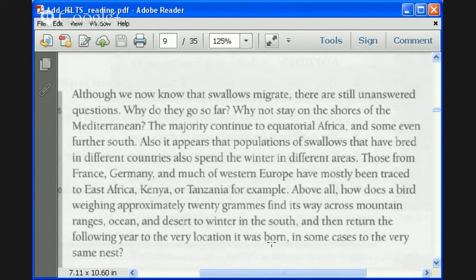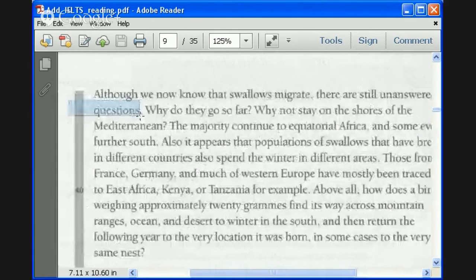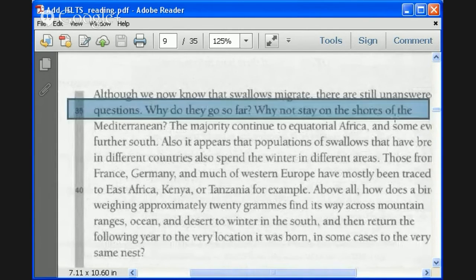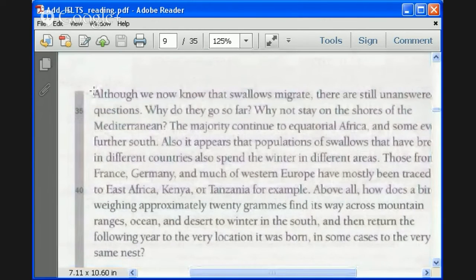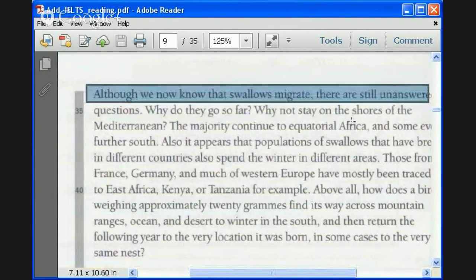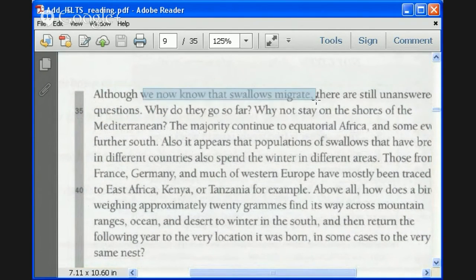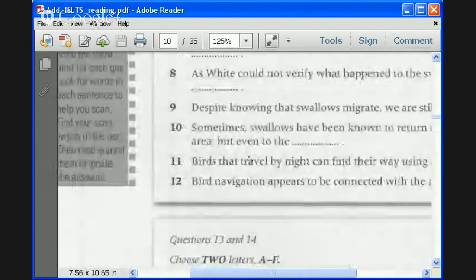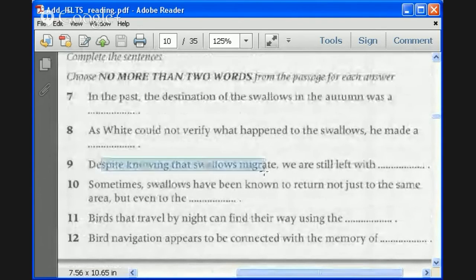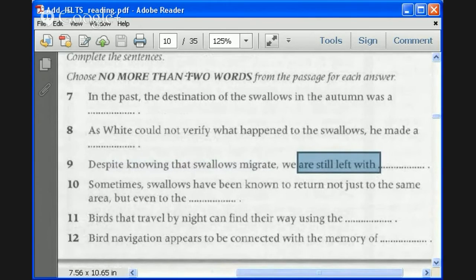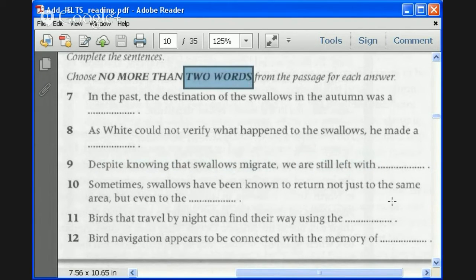35? Yeah. Here's line 35. Oh, why did he go so far? But I would actually say 34. We now know that swallows migrate. There are still unanswered questions. So you see it? Unanswered questions. Yeah, unanswered questions. Okay. Despite knowing that swallows migrate, we are still left with, again, same thing as the last one. I would pick the 2 words. There's a reason they say 2 words in this exercise. I would use the whole thing, unanswered questions. Right. Okay.